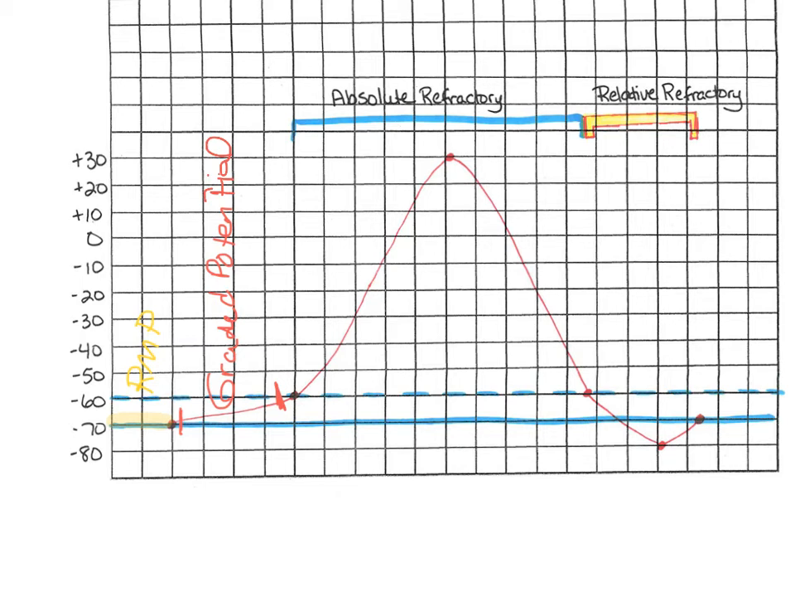Where are the leak channels found? Well, they're on the dendrites and the cell body. Where are the chemically gated channels found? Well, they're on the cell membrane and the dendrites. Where are the voltage gated channels? Well, they're on the axon, starting from the initial segment on down, all right?